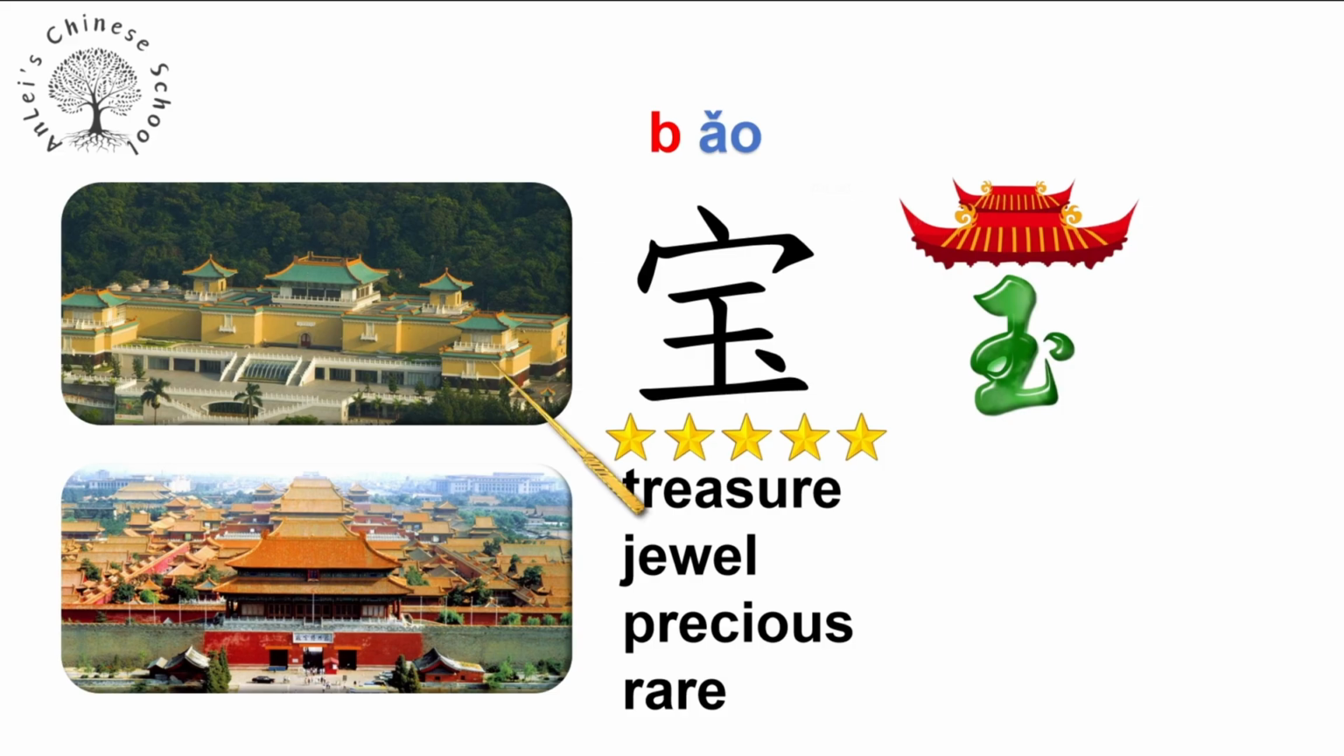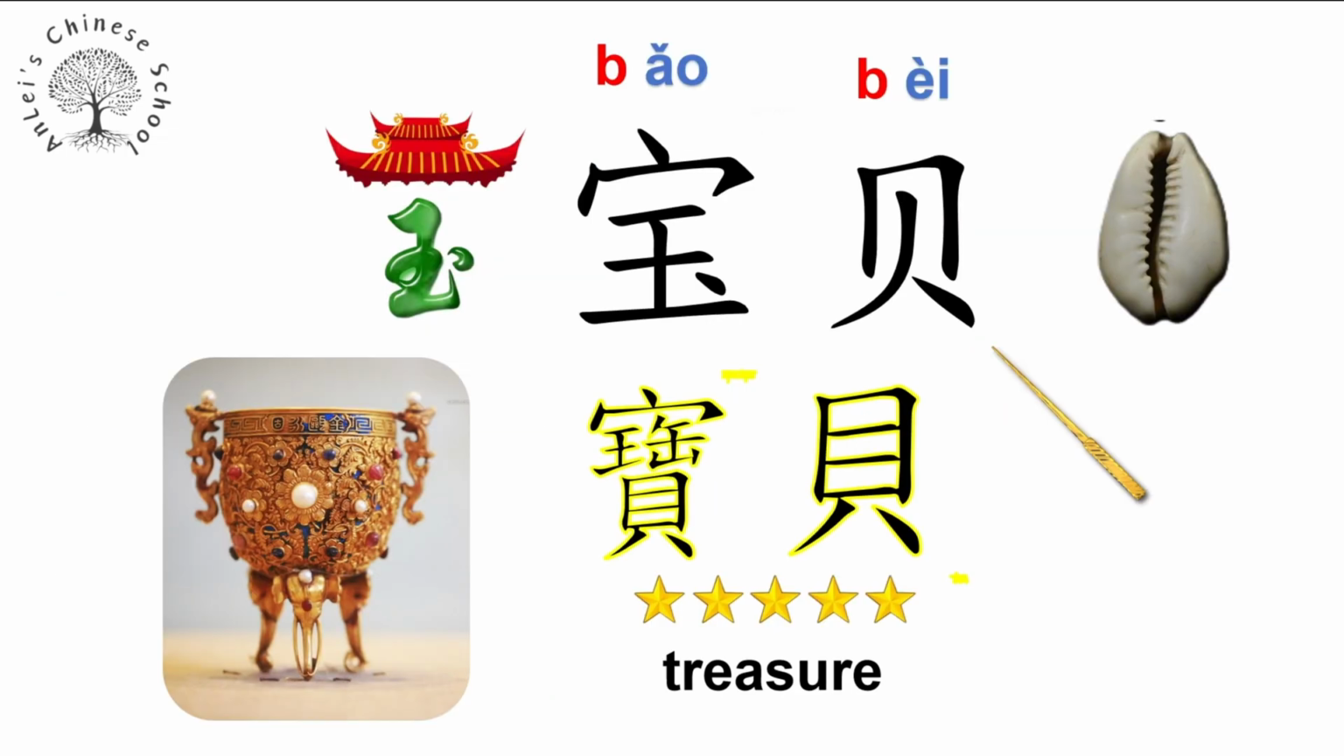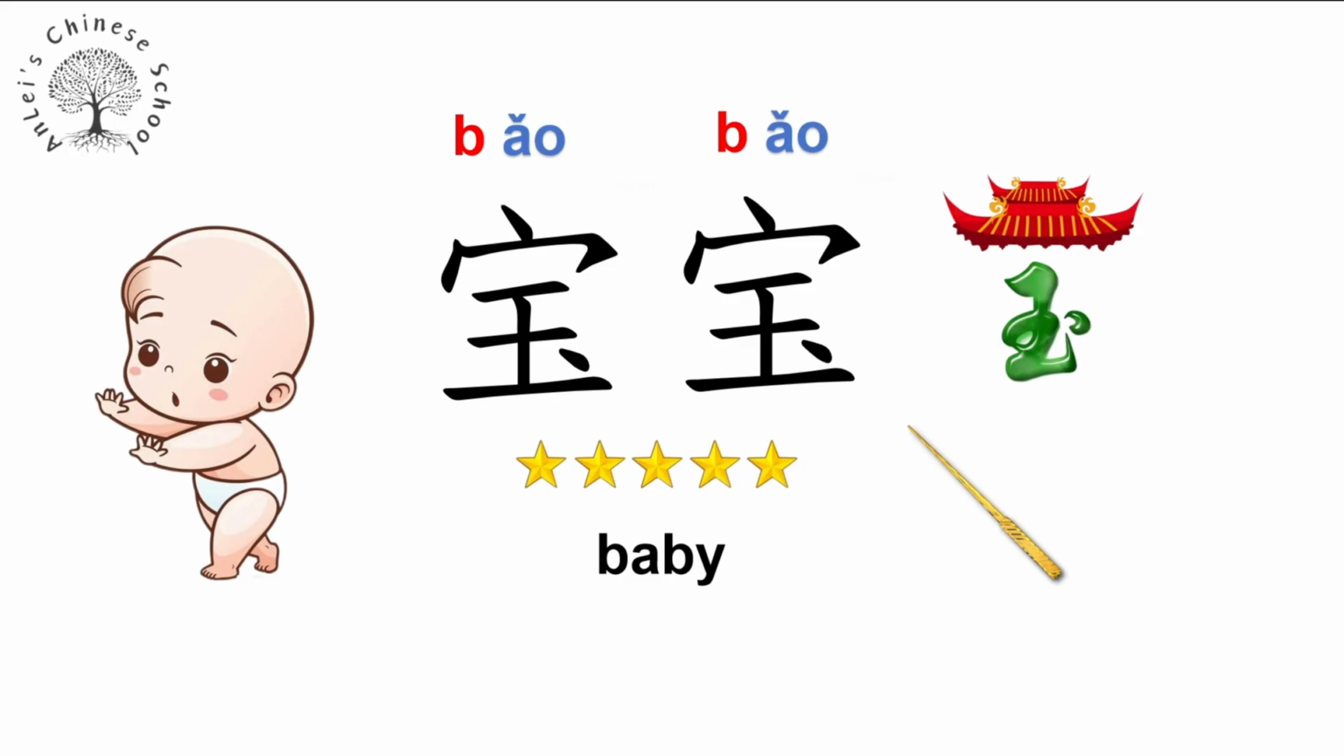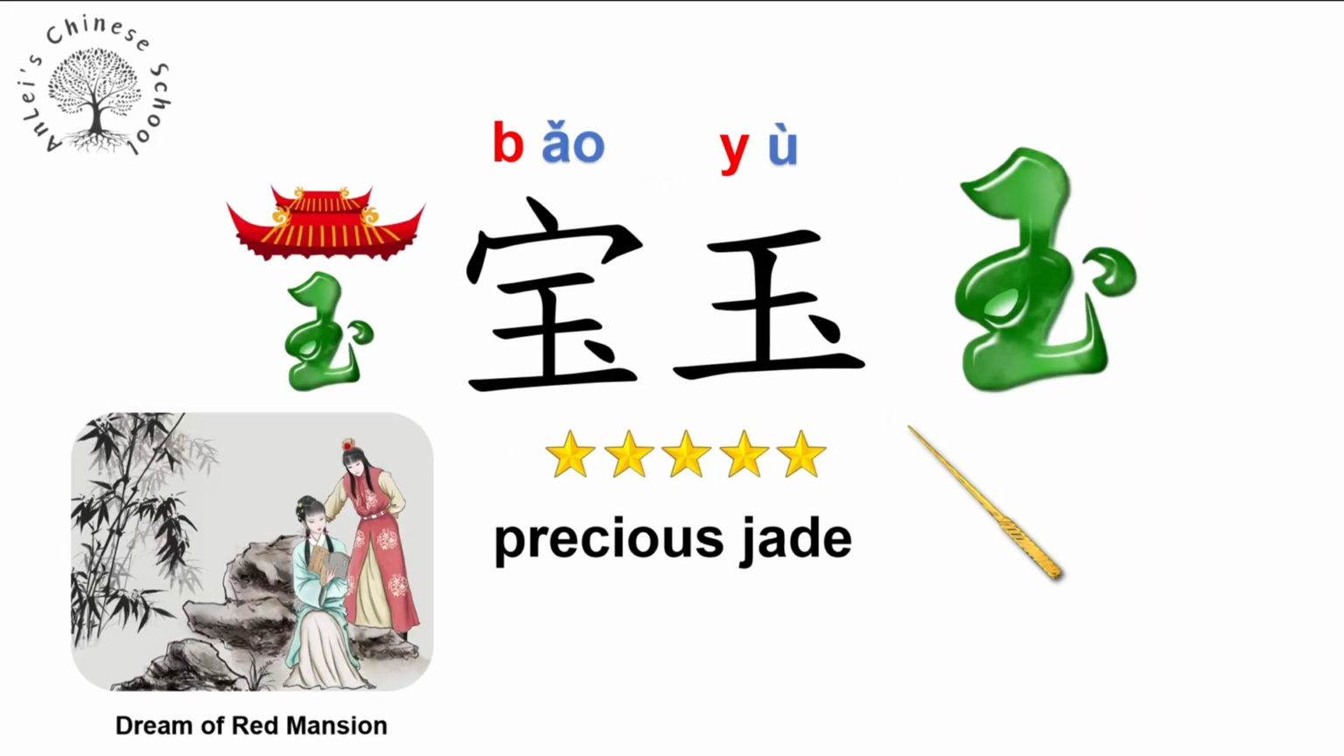And this is the Palace Museum in Taipei, and this is the Palace Museum in Beijing. Under the traditional roof, there's a jade inside: 宝贝, 宝, bao, treasure. 宝宝 means a baby, because the baby is a treasure of parents. 宝玉, 宝, yu, precious jade.